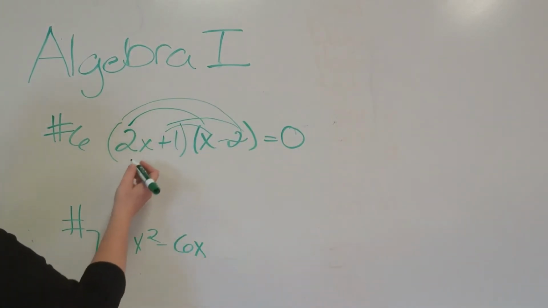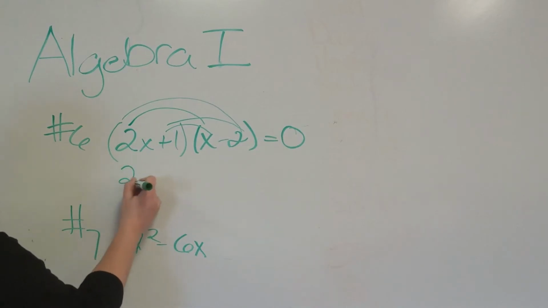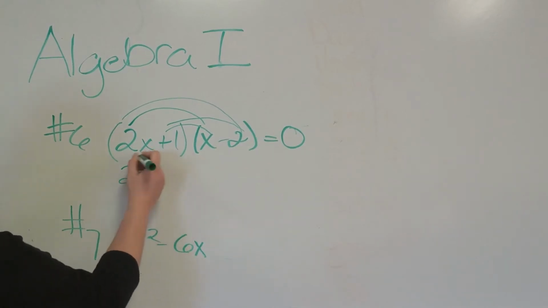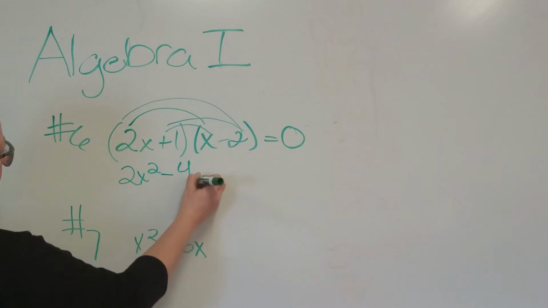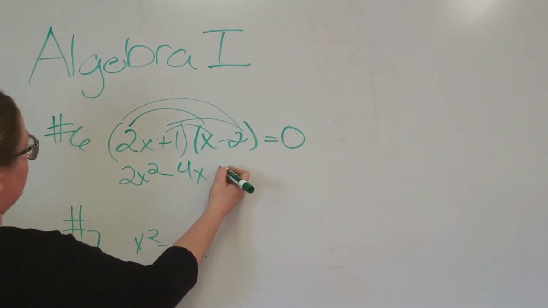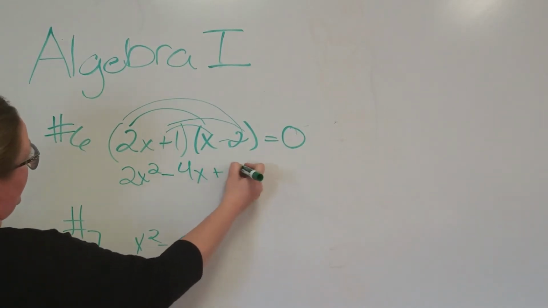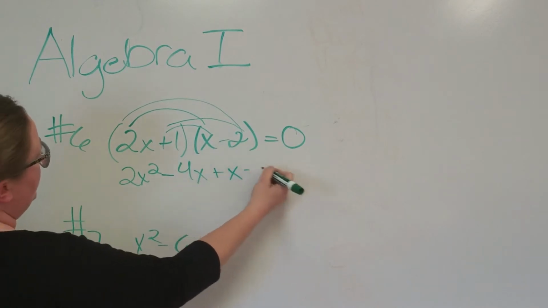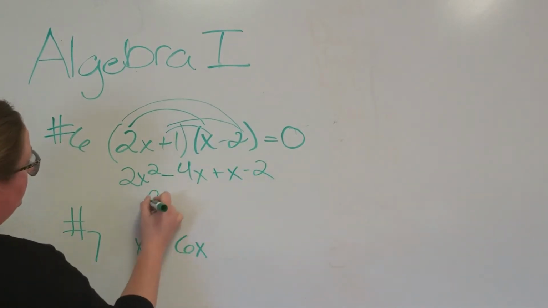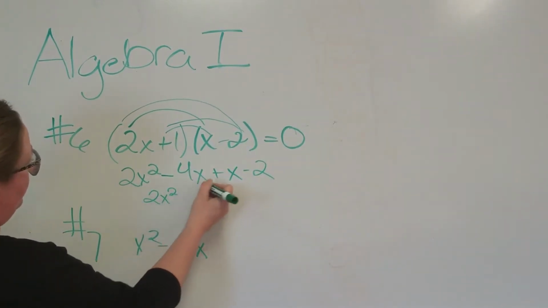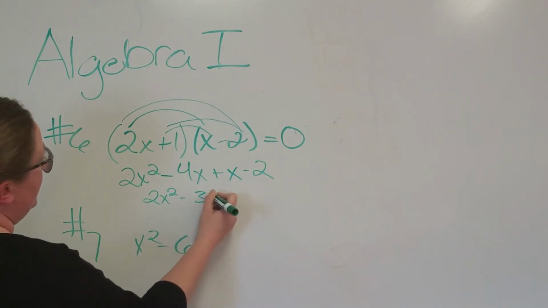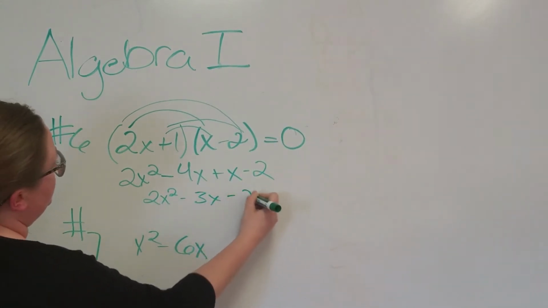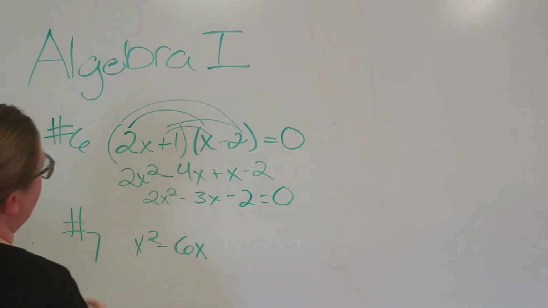all right? So first terms are 2x times x is 2x squared. Outer is 2x times negative 2 is negative 4x. x times 1 in the inner terms is x. And last is 1 times negative 2, which is negative 2. So it's 2x squared. Negative 4 plus 1 is negative 3x. Minus 2 equals 0. There it is in standard form.